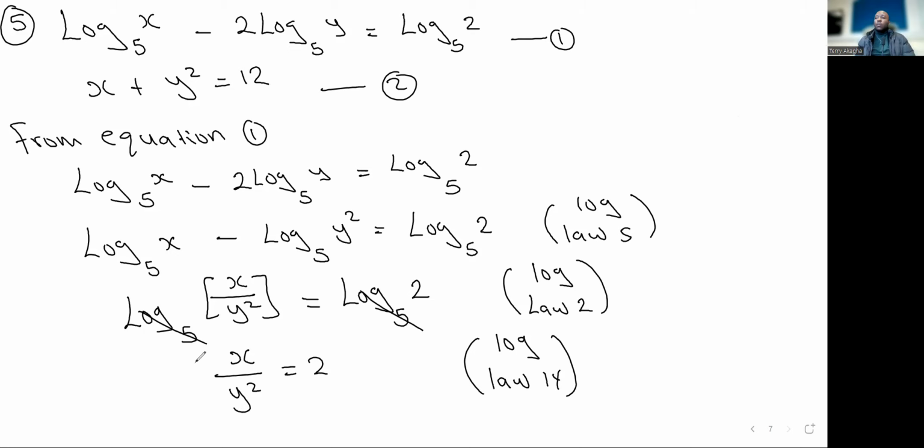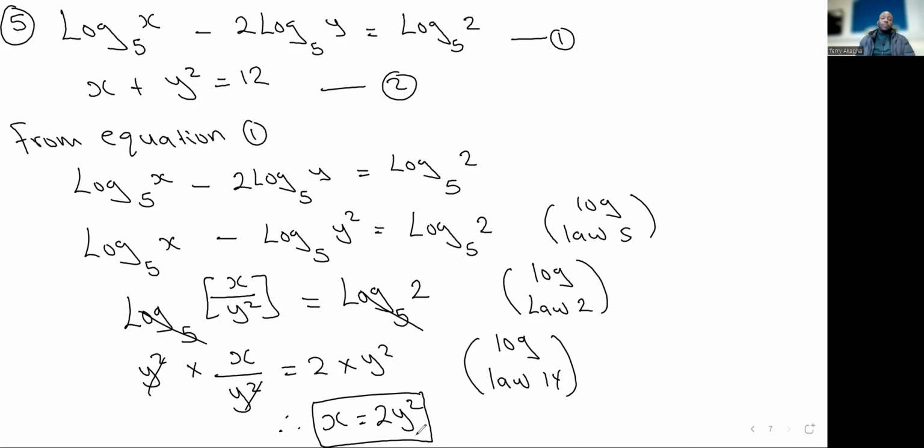To get rid of this y squared, I multiply both sides by y squared. So therefore, this will cancel that. So x is going to be equal to 2y squared. So now we found x to be 2y squared. So now we're going to substitute this x equals 2y squared into the second equation, equation 2. Are you seeing it? So we've broken down and simplified all these logs to get this one now.